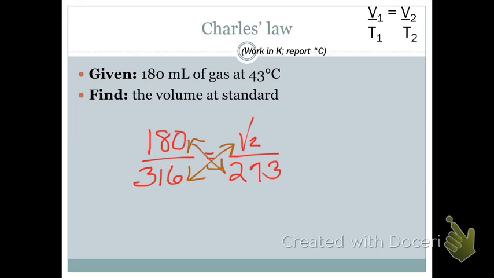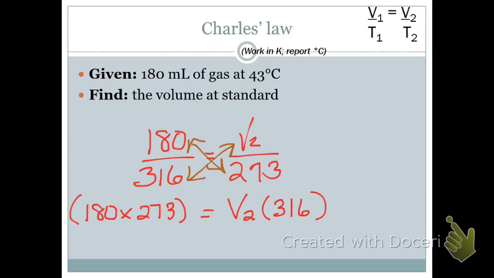Then I cross multiply. And when I do that, I wind up with 180 times 273 is equal to V2 times 316. Divide both sides by 316 to clear it out and get V2 by itself.